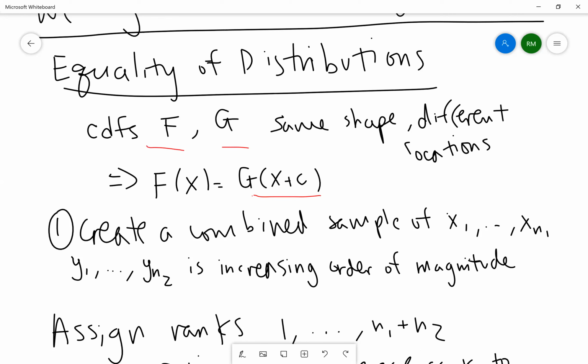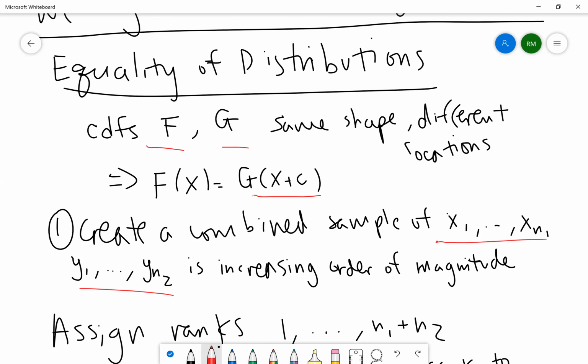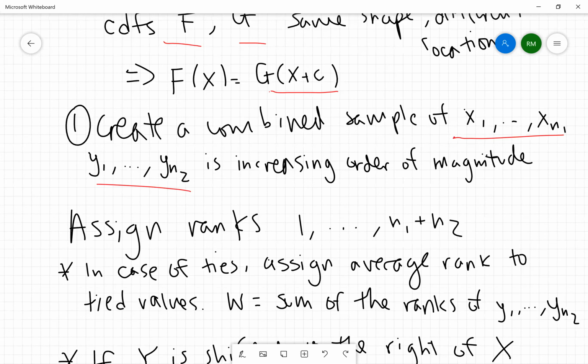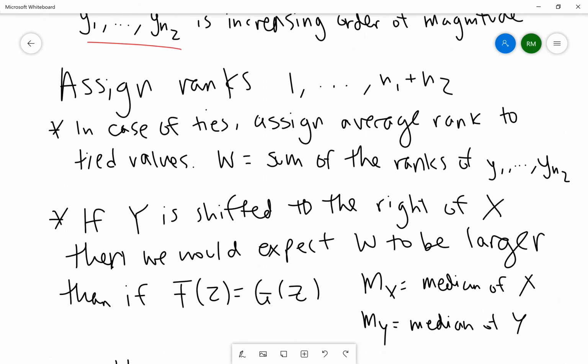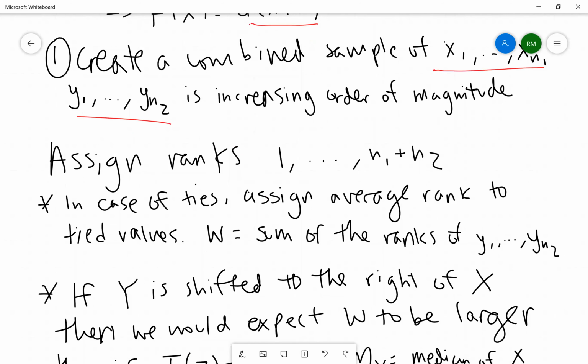Okay, so we create a combined sample. We take a sample of the X values and a sample of the Y values, and we write them in increasing order of magnitude, keeping track of which ones came from the X distribution and which ones came from the Y distribution. We'll do that in a second on Excel, and you'll see how that works. So what we do is we take those samples and we assign ranks to them. 1 is for the smallest, 2 is for the next smallest, all the way up to n1 plus n2, right here.